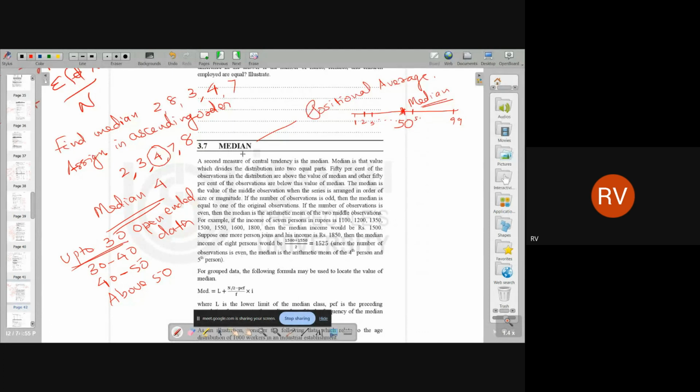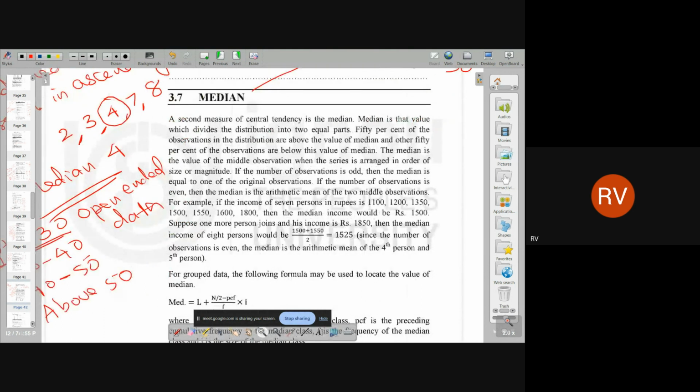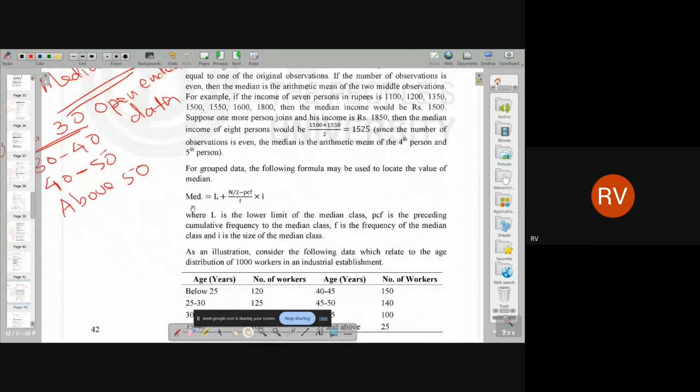The formula for finding the median is: median is equal to L plus (N by 2 minus PCF, the preceding cumulative frequency) divided by f, into i. This is the median.